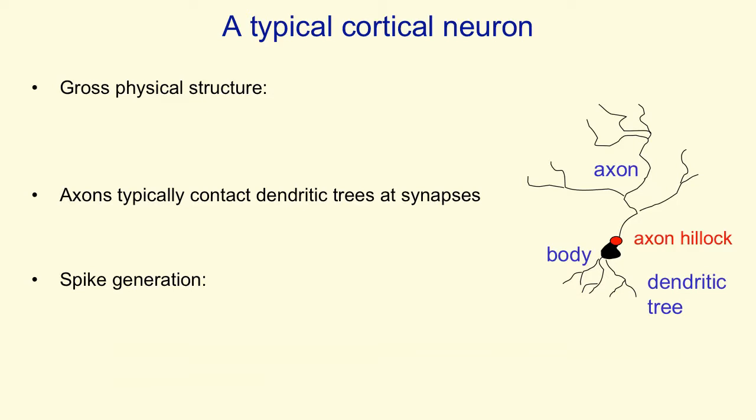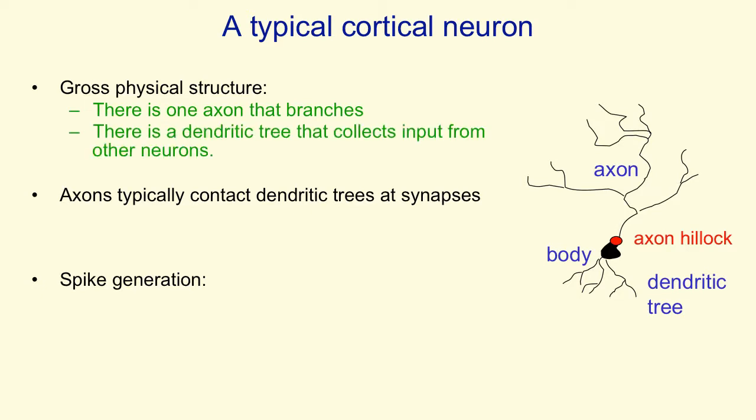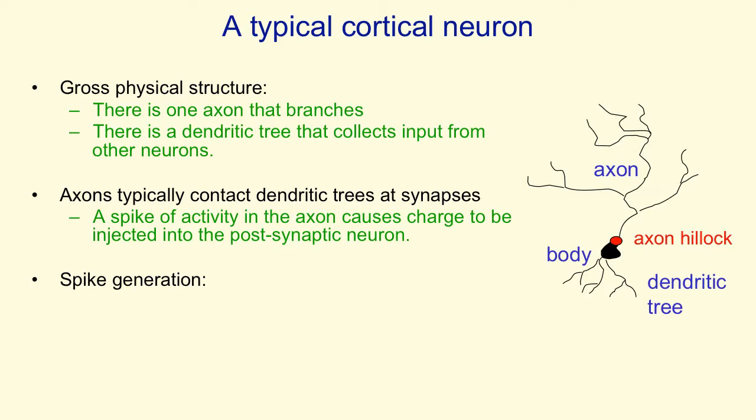A typical cortical neuron has a gross physical structure that consists of a cell body and an axon where it sends messages to other neurons, and a dendritic tree where it receives messages from other neurons. Where an axon from one neuron contacts a dendritic tree of another neuron, there's a structure called a synapse. And a spike of activity traveling along the axon causes charge to be injected into the postsynaptic neuron at a synapse.